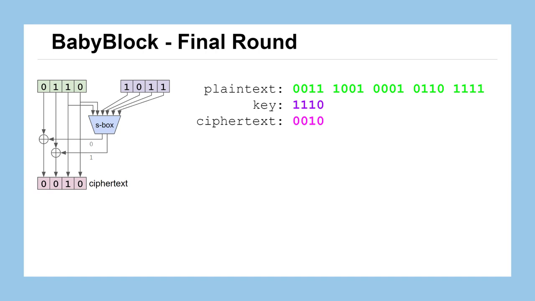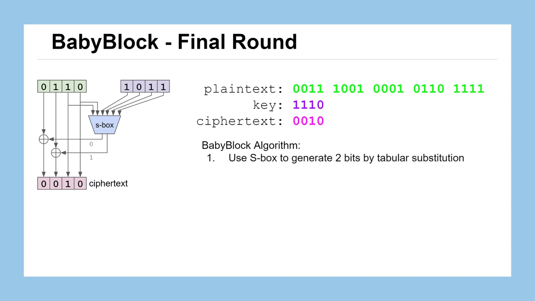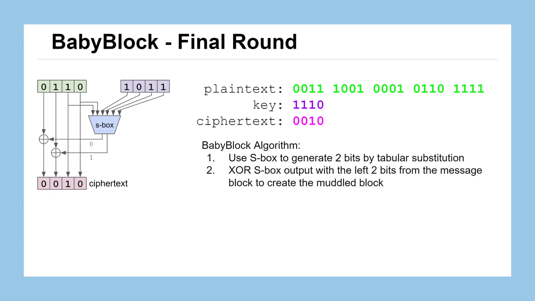The algorithm that we used was our baby block algorithm, which consisted of first using the S box to generate 2 bits of new information using tabular substitution. And remember, the inputs just came from the right half of the message block and the 4 bits of the key block. We took those 2 bits of output from the S box, and we XORed them individually with the 2 bits that were on the left-hand side of our message block. And when we did that, and just retaining the right-hand side of the message block, we now had our muddled block. If this happened to be the last round of our encryption, then we're done. This muddled block is the ciphertext block.